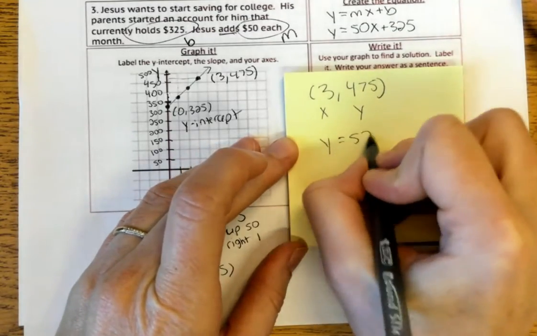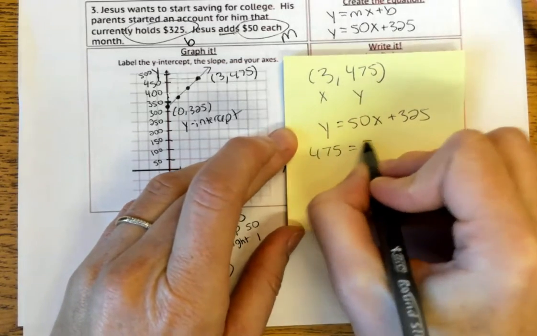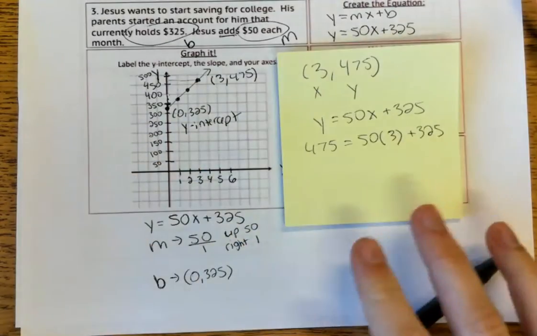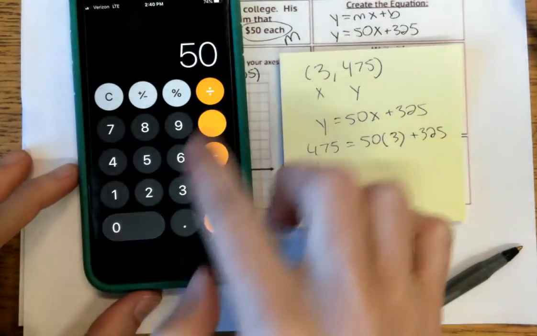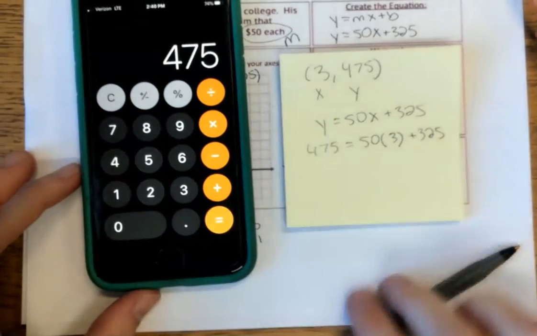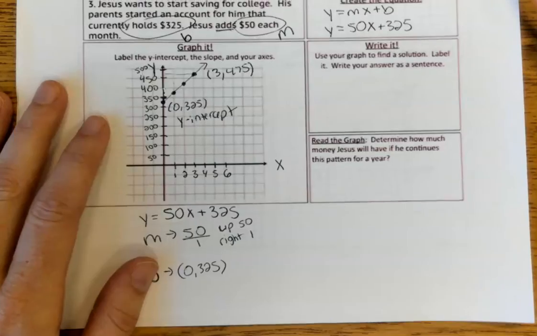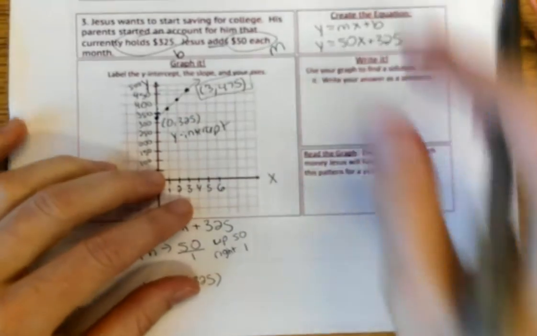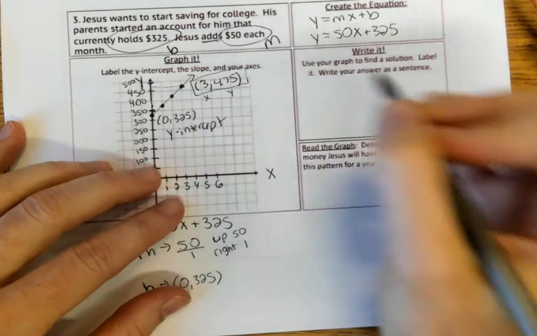So if I have y equals 50x plus 325, I'm going to plug in 475 for y, and I'm going to plug in 3 for x. Let's see if this works. Yep. So I know that this is a solution. I know it because it's a point on the graph, and I plugged it in algebraically. Let's go ahead and write our answer as a sentence. So the 3 is the x, and the 475 is the y.